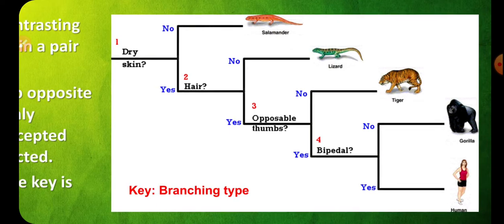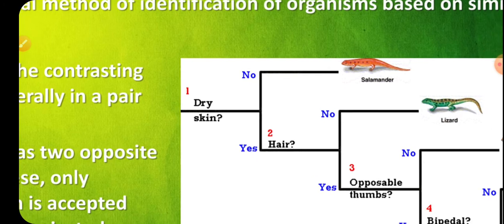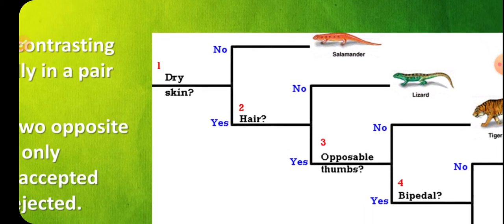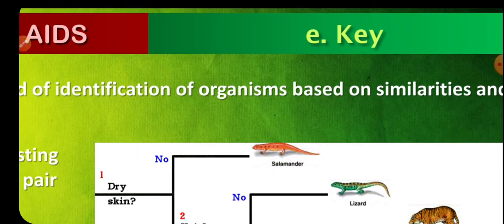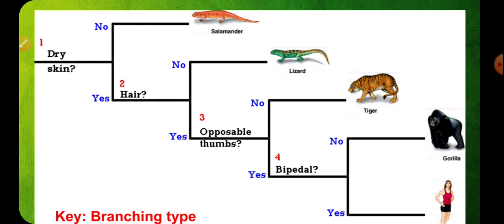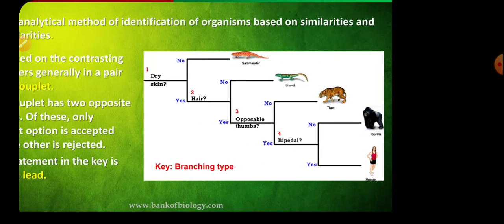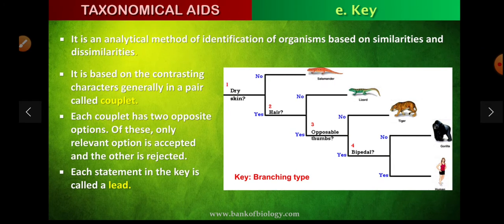For example, if you see here first, dry skin? No, this is salamander, its skin is not dry. Now second, skin is dry? If yes, then having hair? No, lizard doesn't have hair. If yes, then opposable thumb? No, tiger, absent. If yes, then bipedal? No, that is gorilla. Yes, human. This shows that they originated from a single ancestor.